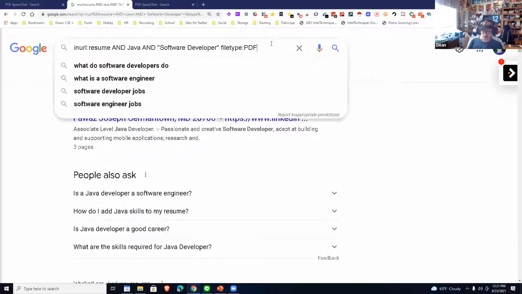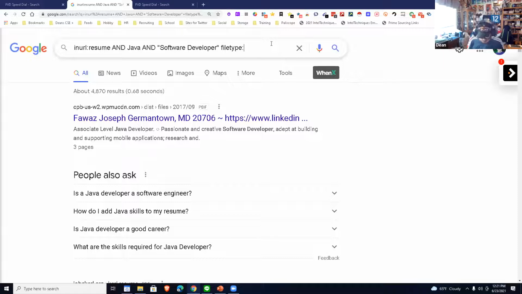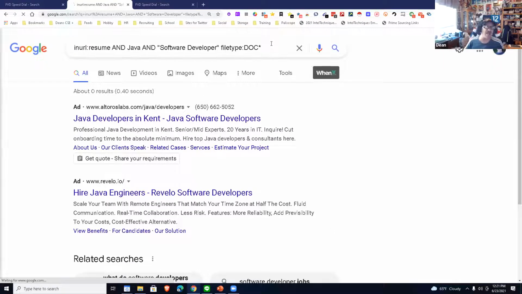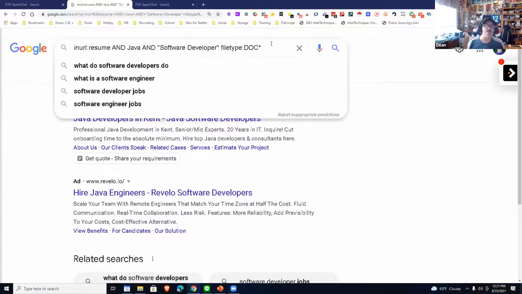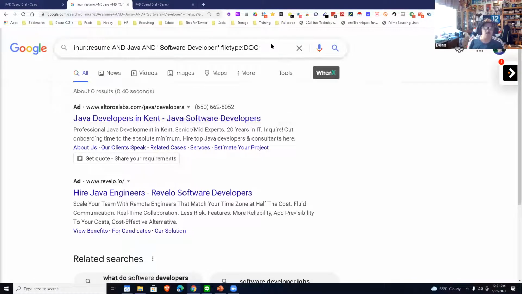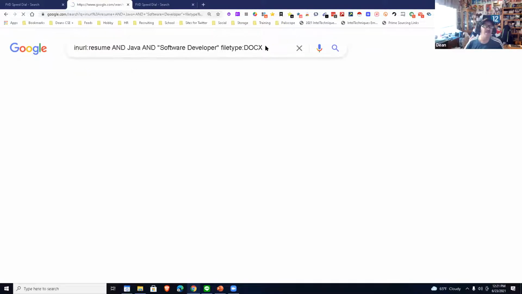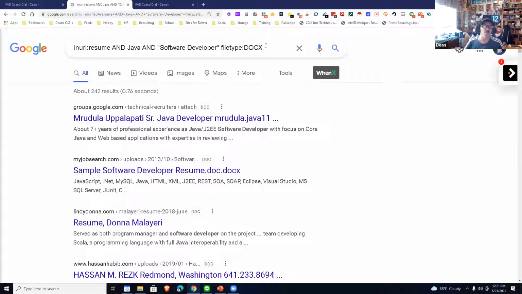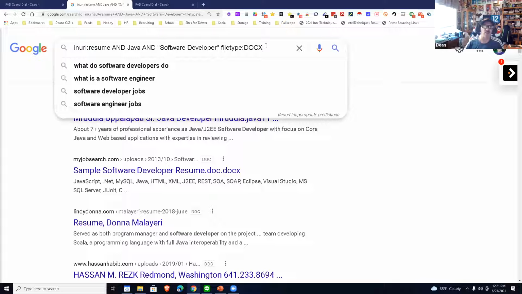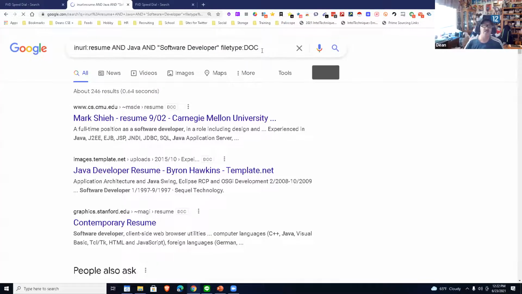I could just as easily change this to doc, and I'm going to put the wildcard at the end because of docx. It didn't work, and there aren't that many, so let's just go with doc. Maybe it doesn't want to let the wildcard go right now. Here we go. Here are docs. It didn't like the wildcard there, and that's sometimes what happens with Google. You've got to try different things. Yep. So they're saying docx are the same. They don't care. So that works well for me. So there you go. There's 246 more.